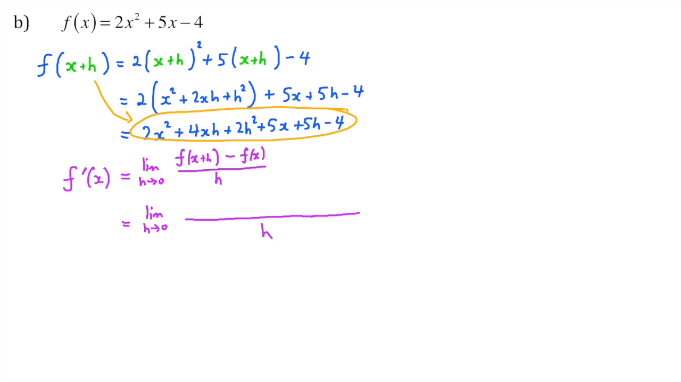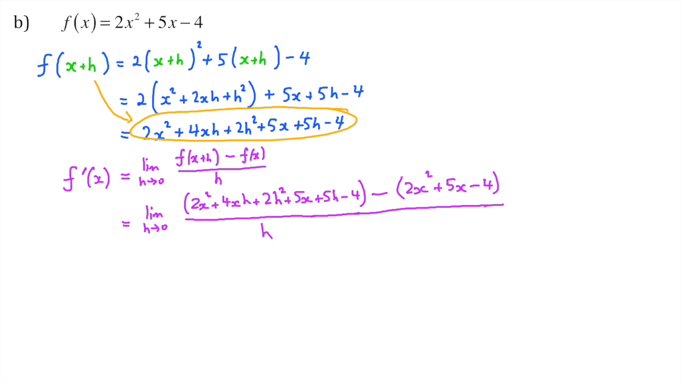So, in a set of brackets, I'll go bracket 2x squared plus 4xh plus 2h squared plus 5x plus 5h take 4, close bracket, minus f of x. Now f of x was given to us in the question. It's 2x squared plus 5x take 4. So minus, there it is there in the formula, minus f of x. So it's minus 2x squared plus 5x take 4, close bracket.